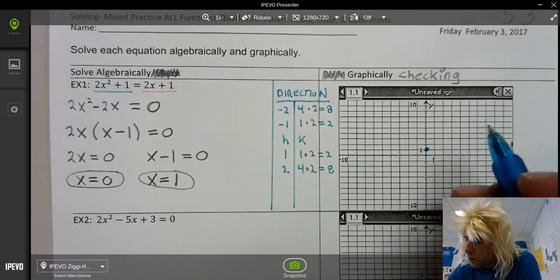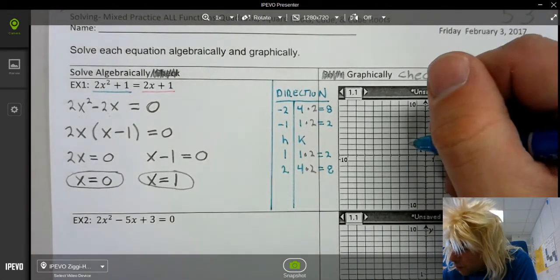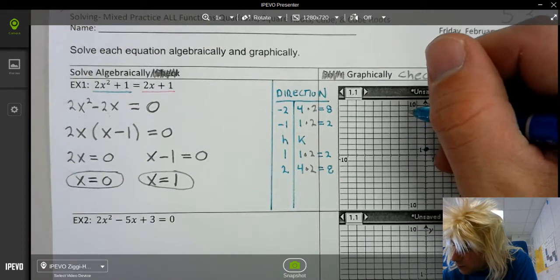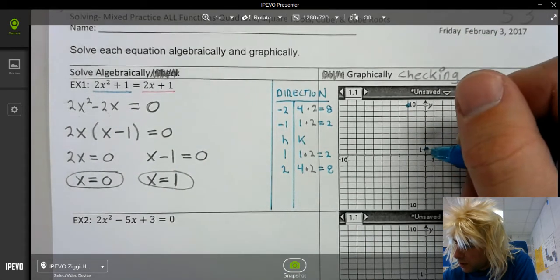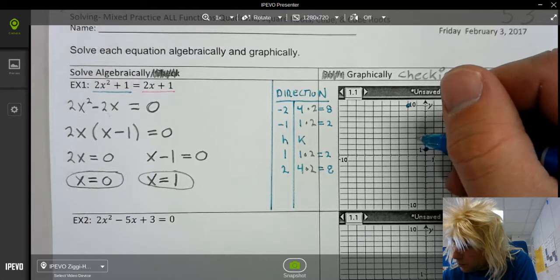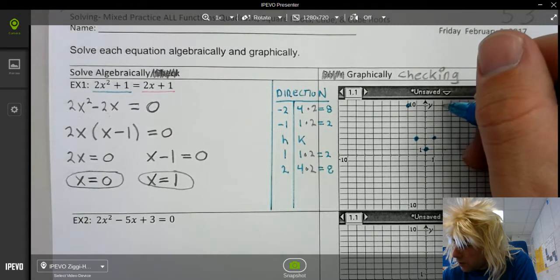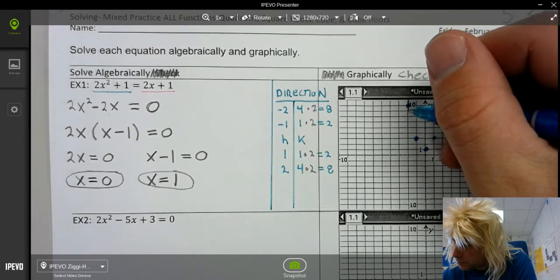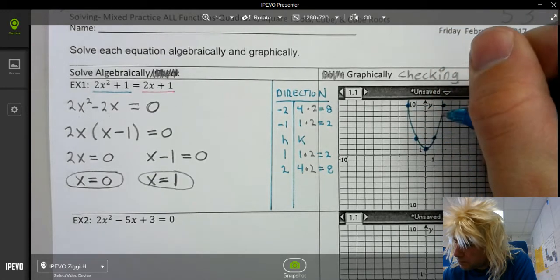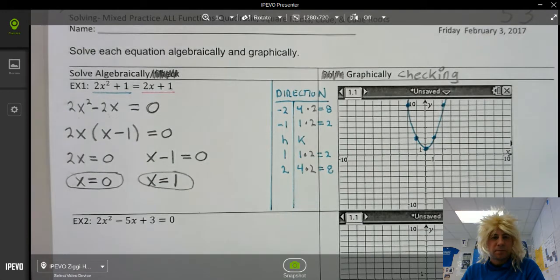Okay, so from here we go left 2, up 1, 2, 3, 4, 5, 6, 7, 8. We go left 1, up 1, 2. We go right 1, up 2, right 2, up 8. Okay.